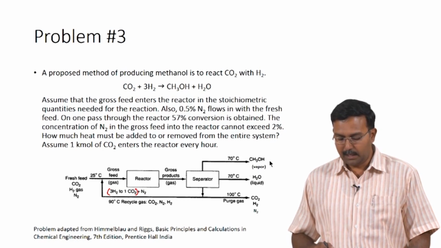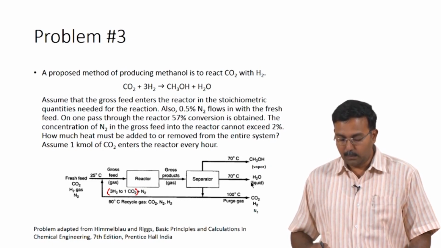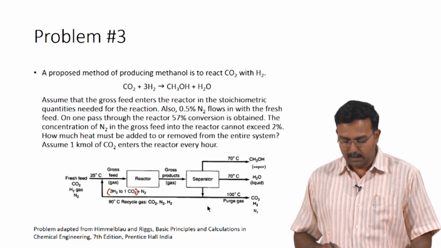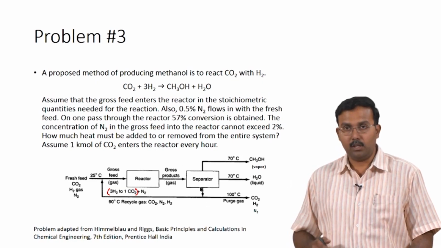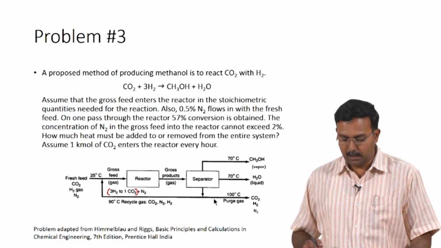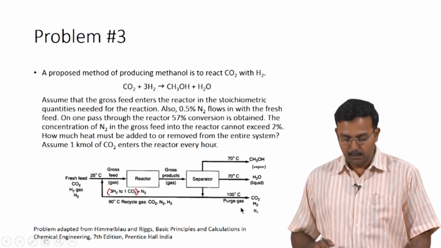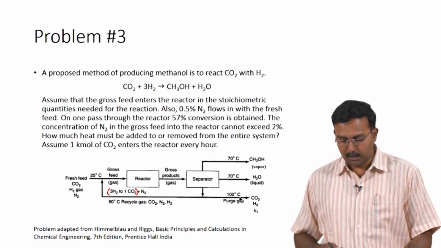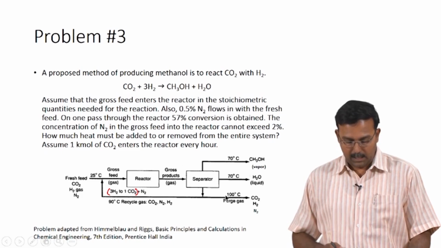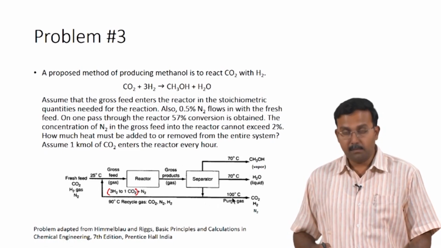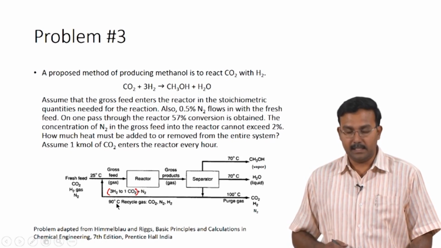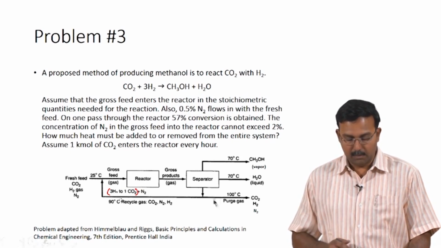where methanol vapor at 70 degrees Celsius and water liquid at 70 degrees Celsius are taken out as products, and you have a stream of gases which are the non-condensable components, namely carbon dioxide, hydrogen and nitrogen, which are leaving the separator. So, this is split into 2 streams, one is purged and the other is recycled. The purged stream is at 100 degrees Celsius and the recycled gas is at 90 degrees Celsius. So, this is the system which we are looking at.